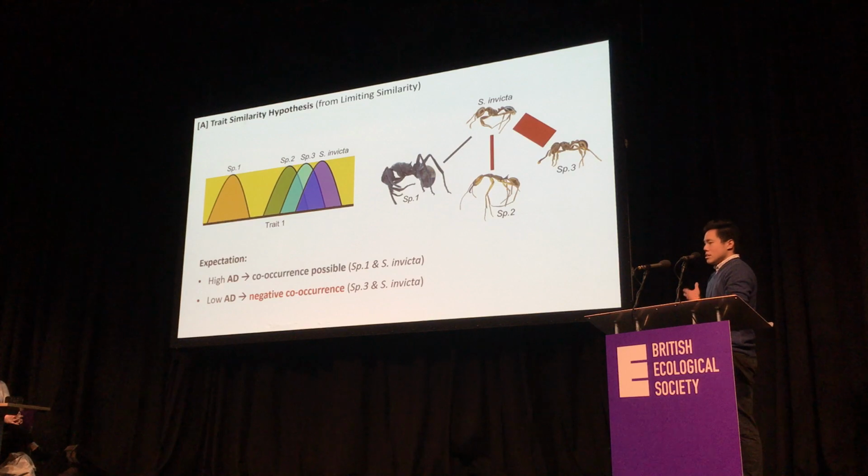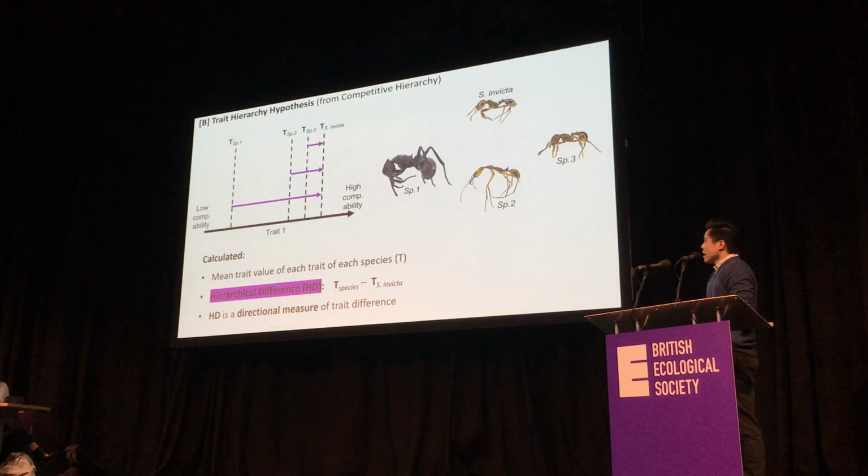And the prediction for this hypothesis was that species which were sufficiently dissimilar from the fire ants could potentially co-occur with the fire ants in the same plots. So that would be species 1 in this case, represented by a gray non-negative co-occurrence pattern with fire ants. Whereas species with more overlap with the fire ants in trait space would experience perhaps more competitive exclusion because they use the similar niches or resources. And the second hypothesis was the trait hierarchy hypothesis.